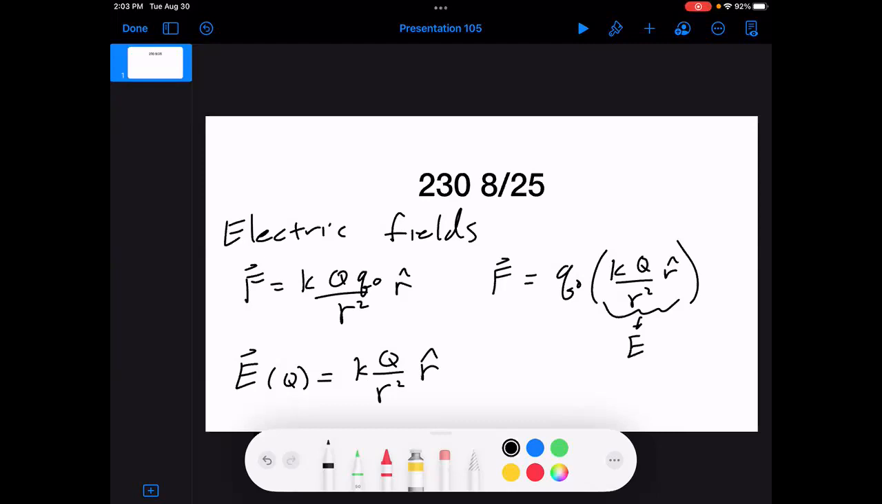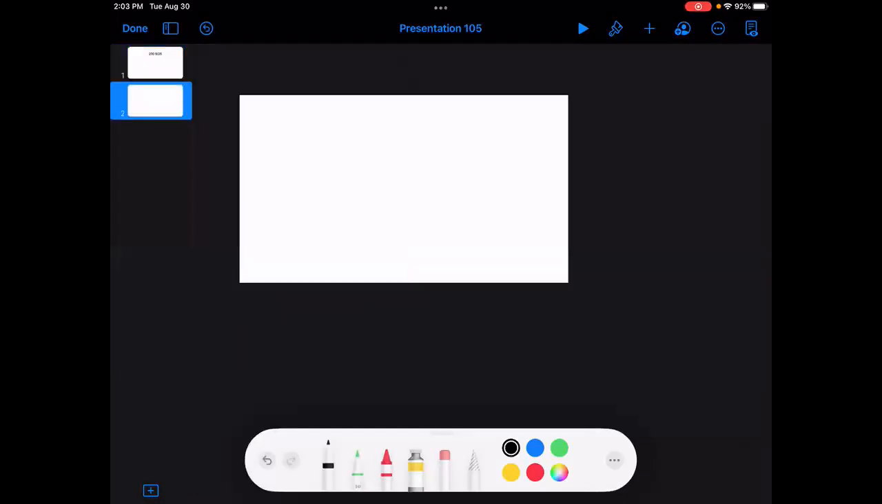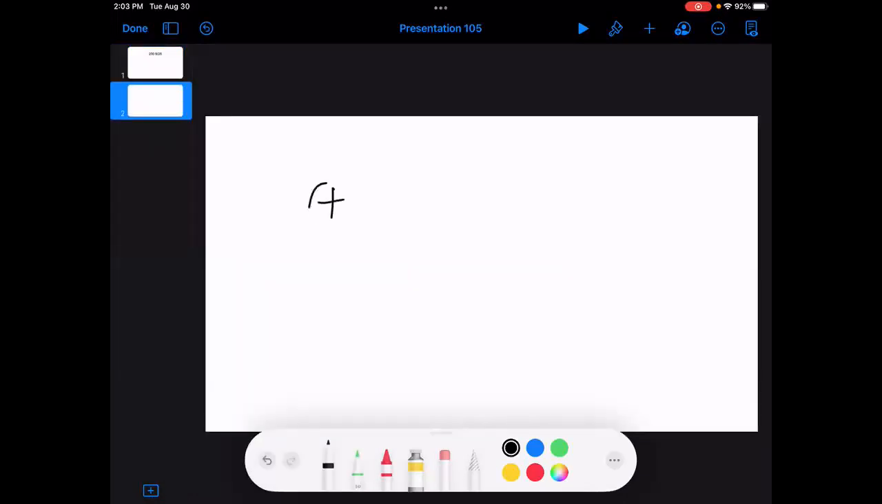Now, we talked about vectors and units. I did want to draw a picture just so I'm sure we're all there. If that's Q, and this is some point P, R goes from Q to P. So there's my R. And so this would be the electric field at point P. Let me ask you, is there anything actually at point P in this picture?